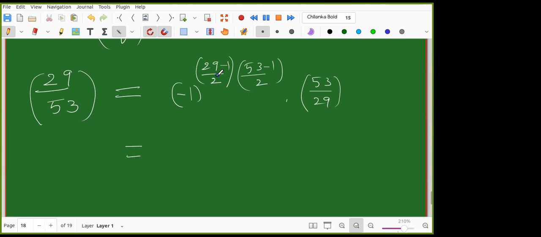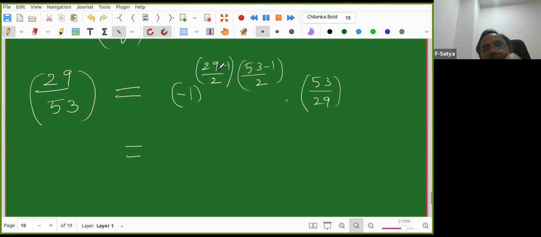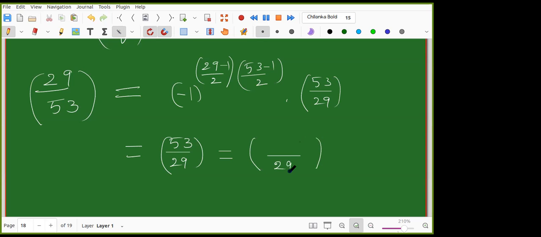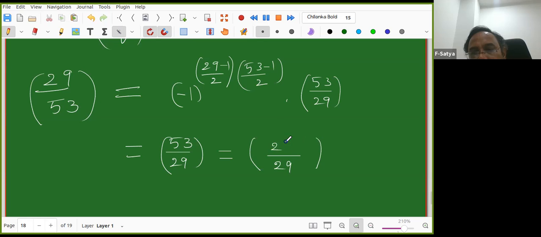First thing, 29 is of the form 4k plus 1, so this is 1. No problem. So 29 by 53 is equivalent to 53 by 29. Safely we reversed without any problem. Now 53 I can reduce modulo 29, right? Somebody help me now. 24 by 29. 24 plus 29, very good.